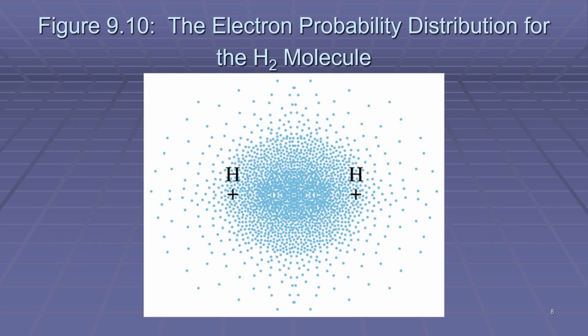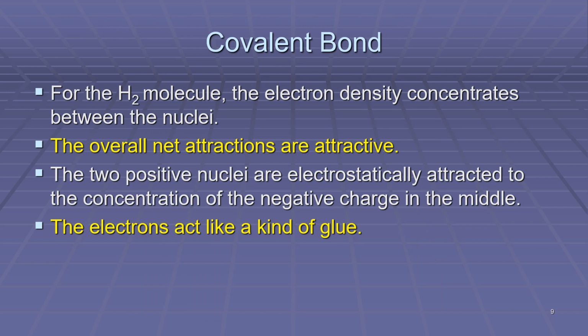So we have this kind of electron density. Remember, a dot represents where an electron might be, and you can see that most of the electron density is between the 2 nuclei. Here are my 2 nuclei, and all my density is mostly between the 2 hydrogens, and that's kind of like a glue holding the 2 hydrogen atoms together. So the electron density concentrates between the nuclei, so the overall net attractions are attractive, and it's the glue that holds the 2 atoms together.